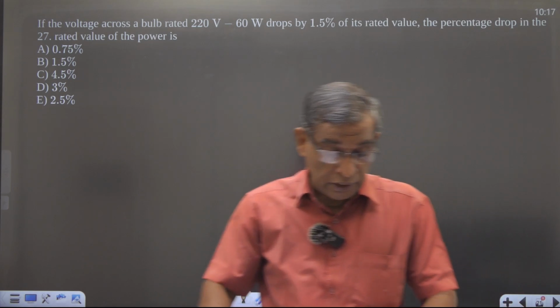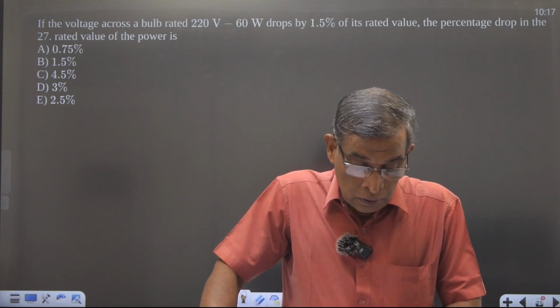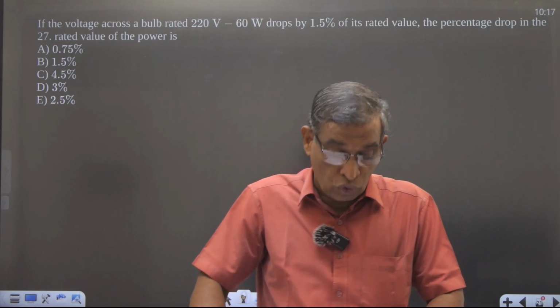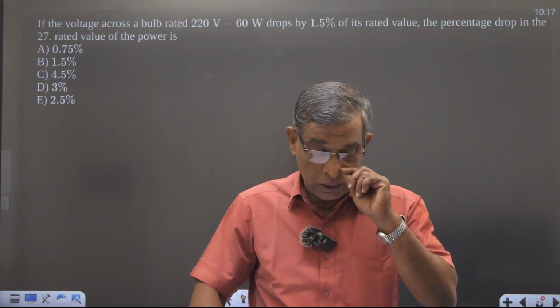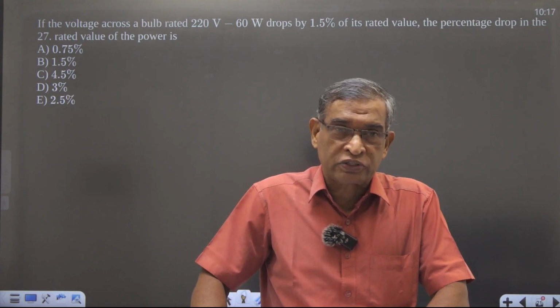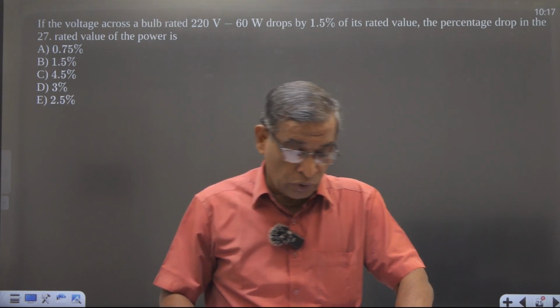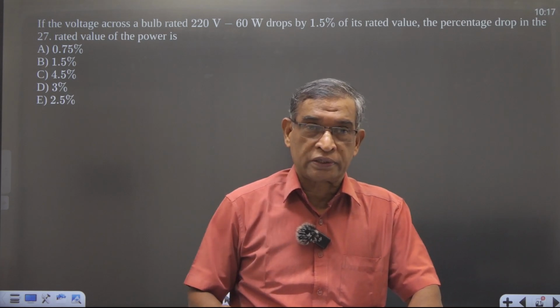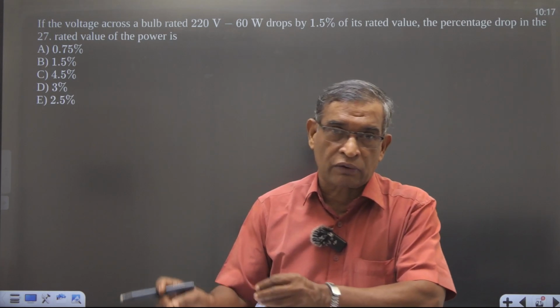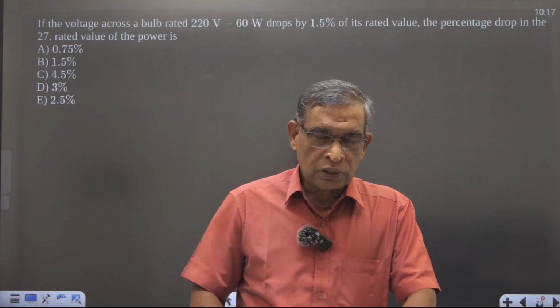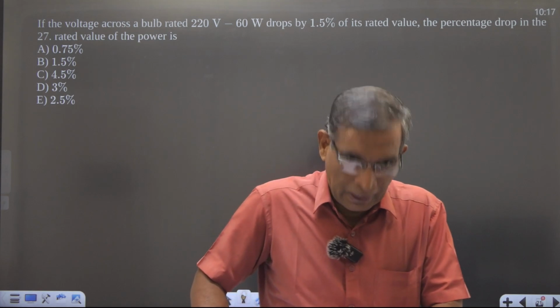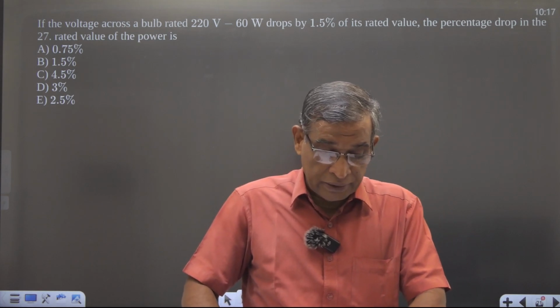If the voltage across the bulb rated 220 volt and 60 watt drops by 1.5 percentage, what is the percentage drop in power? So here the power and voltage, power is the function and voltage is the variable. And one changes, the other changes. And therefore, what is the relationship between them? That you have to write.